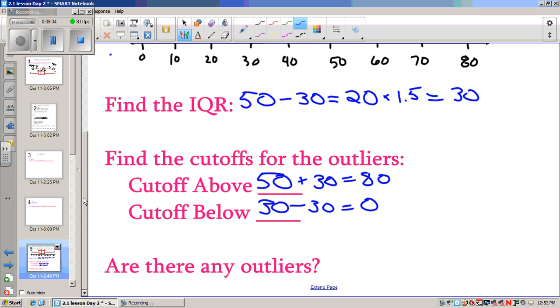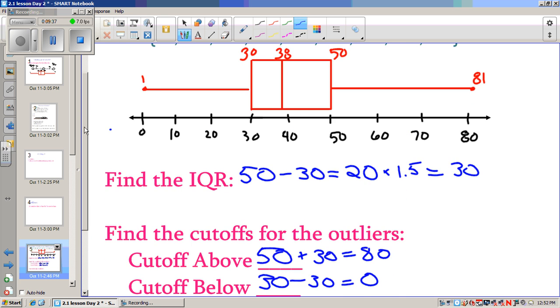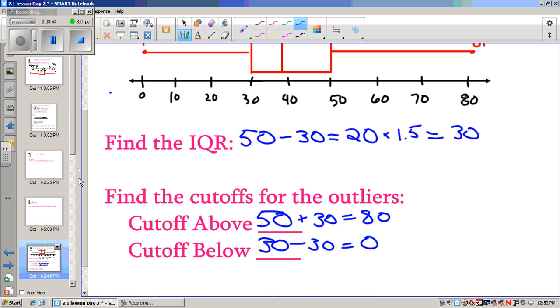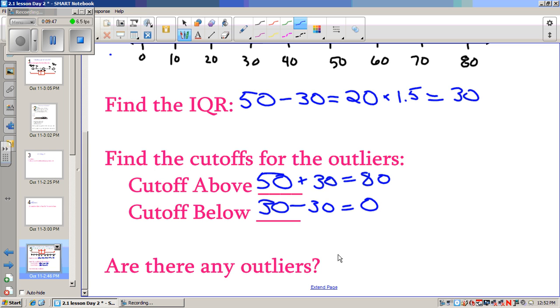So what we are going to do then is go up to our data set and see if we have any numbers smaller than 0, which we do not, and any number larger than 80, which we do. Our maximum of 81 is larger than 80, so it is considered an outlier. So do we have any outliers? The answer is obviously yes, there are outliers, and 81 is our outlier. If we were to dig in a little bit more into statistics, we would find that we would remove that outlier from our data set before we did any analysis on the data set.